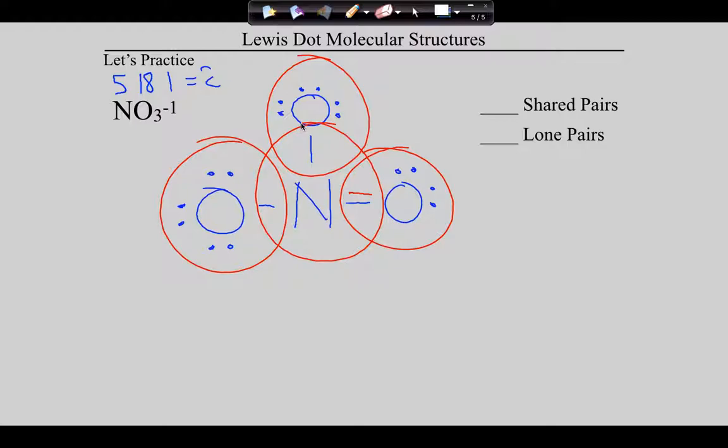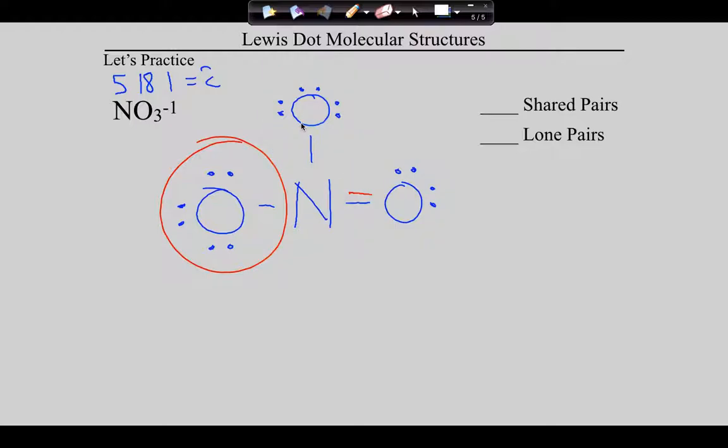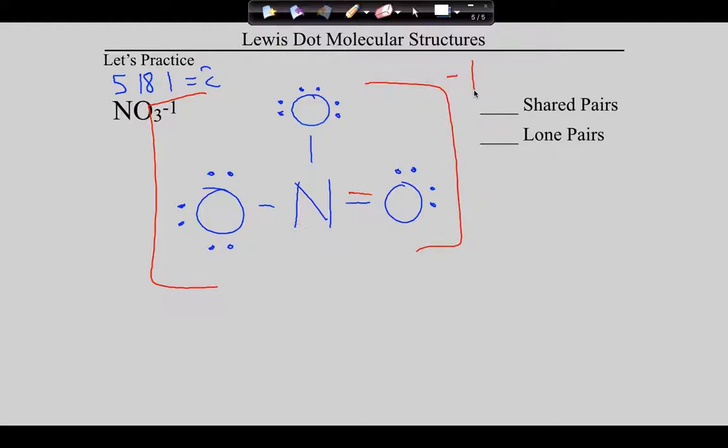Is that okay? So guys, one last thing that we need to do, do this with me. This is a molecule that has a charge. So there's one more thing we've got to do. Put it in brackets and add the charge. And then guys, let's do shared and lone pairs. How many shared pairs are on the nitrogen? 4, and lone pairs are 0. You guys liking this? Not too bad, right? Can we do one more? Let's do one more.